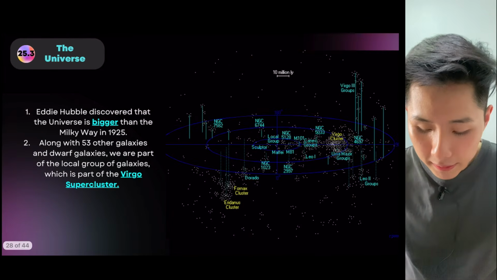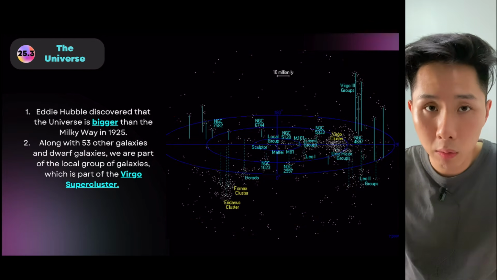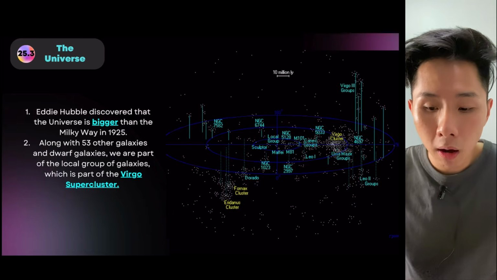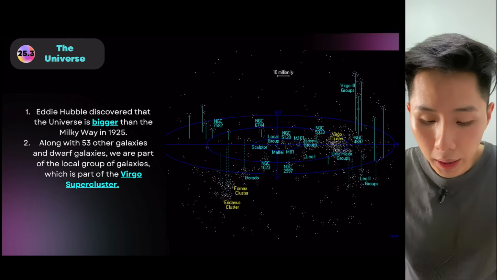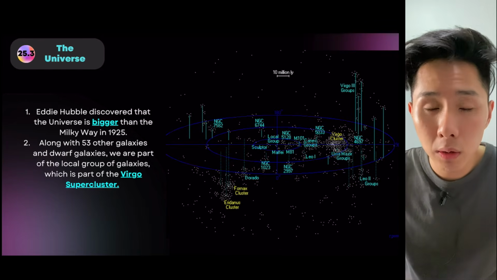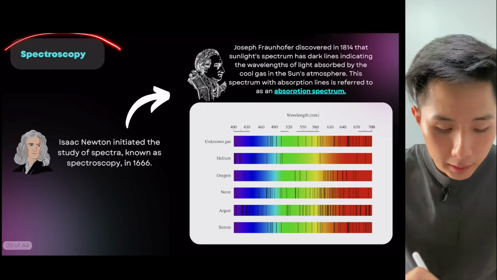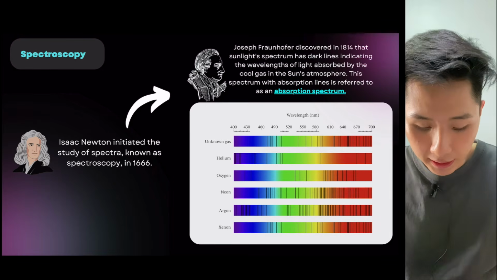So now we know where we are in the Milky Way, and we also know that there's a bigger world outside of us. But how do scientists know how long the universe has existed? In order to calculate how old the universe is, you need to understand a few concepts and theories. So be patient. The first topic is called spectroscopy, which is a field that studies light.